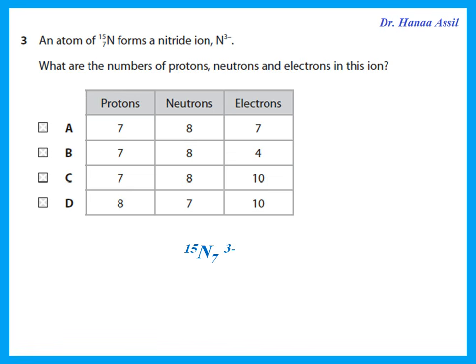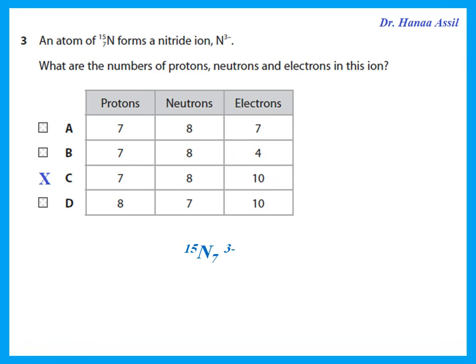What about the number of electrons? Well, originally the number of electrons is the same as the number of protons, but this is a 3 minus, and that means that the nitrogen gained an extra 3 electrons. So 3 plus 7 is 10. So this is our answer.